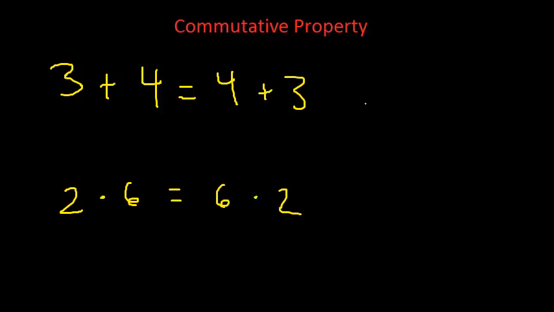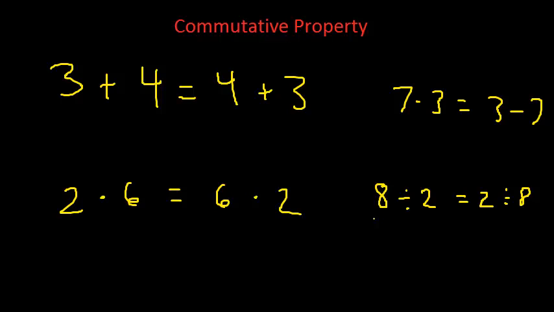The commutative property, however, does not work for subtraction. If I have 7 minus 3, it is not the same as 3 minus 7. 7 minus 3 is 4, where 3 minus 7 is going to be -4. Same holds for division. If I have 8 divided by 2, it is not the same as 2 divided by 8. 8 divided by 2 is 4, where 2 divided by 8 is 1/4. So the commutative property holds for addition and multiplication, but not for subtraction and division.